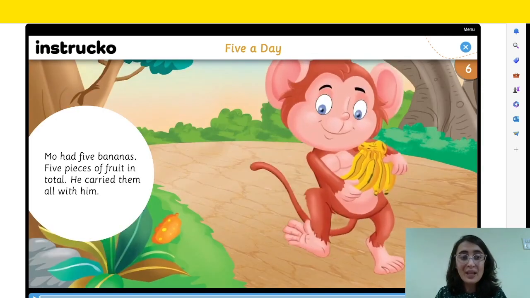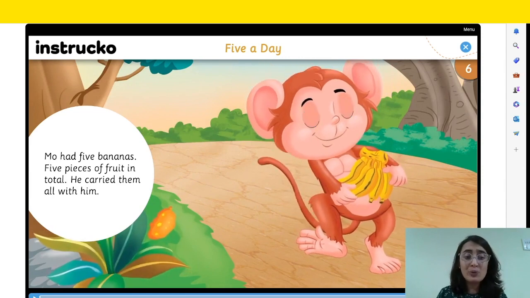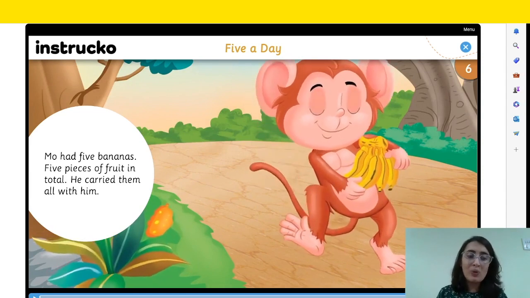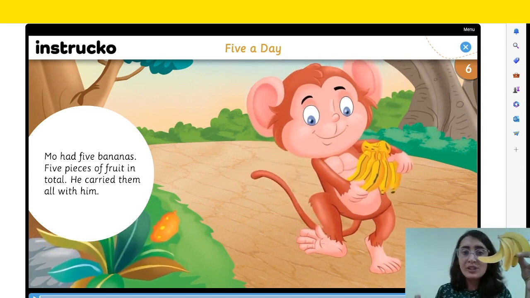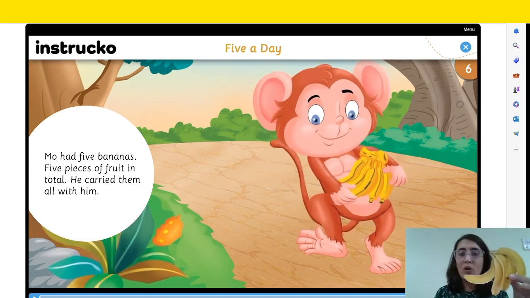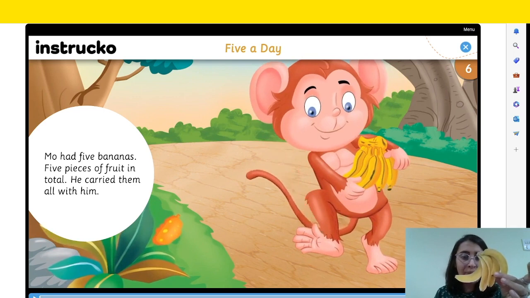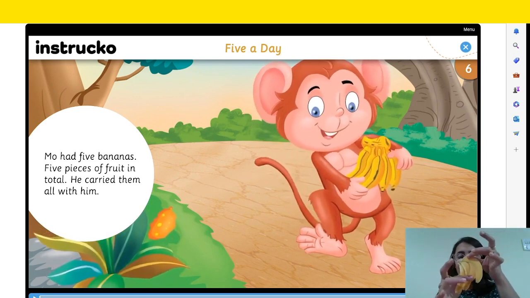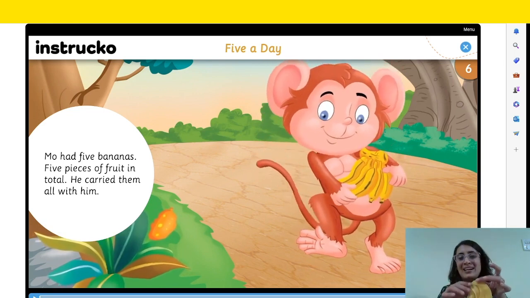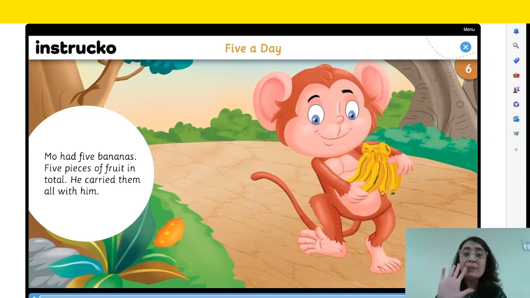Okay. Mo had 5 bananas, 5 pieces of fruit in total. He carried them all with him. So Mo has 5 bananas, 5 pieces of fruit in total, and he is carrying them all with him. Let's count the number of bananas again that Mo has. Okay, so Mo has 1, 2, 3, 4, and 5 bananas. Right. Okay. So Mo has till now 5 pieces of fruit in total, right?